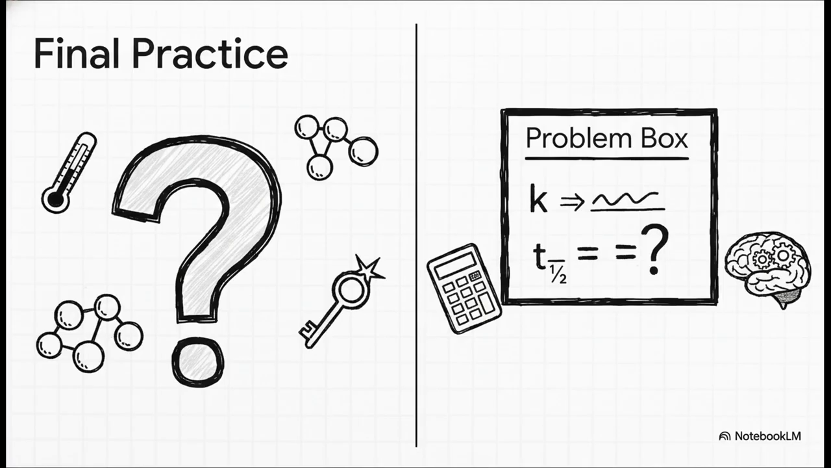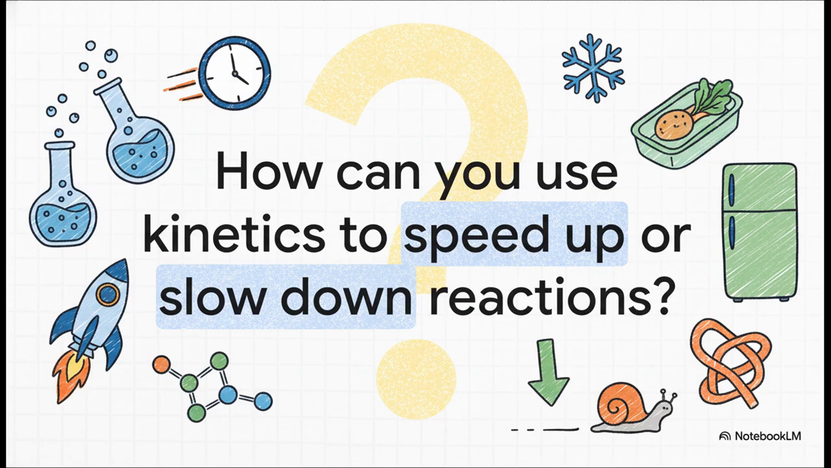All right, you should have used the formula t half equals 0.693 divided by k. That gives you 0.003465 seconds. So, I'll leave you with this final thought.